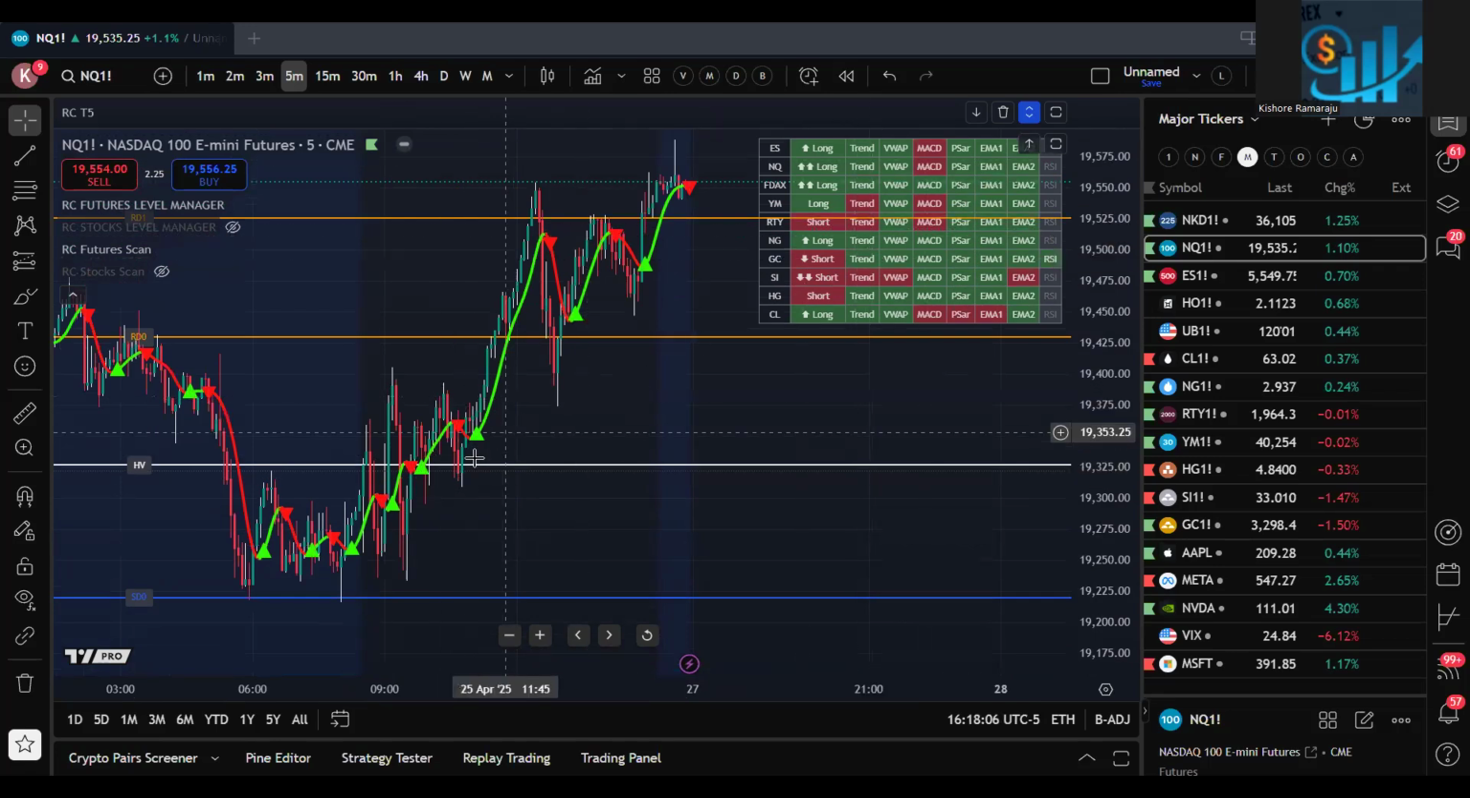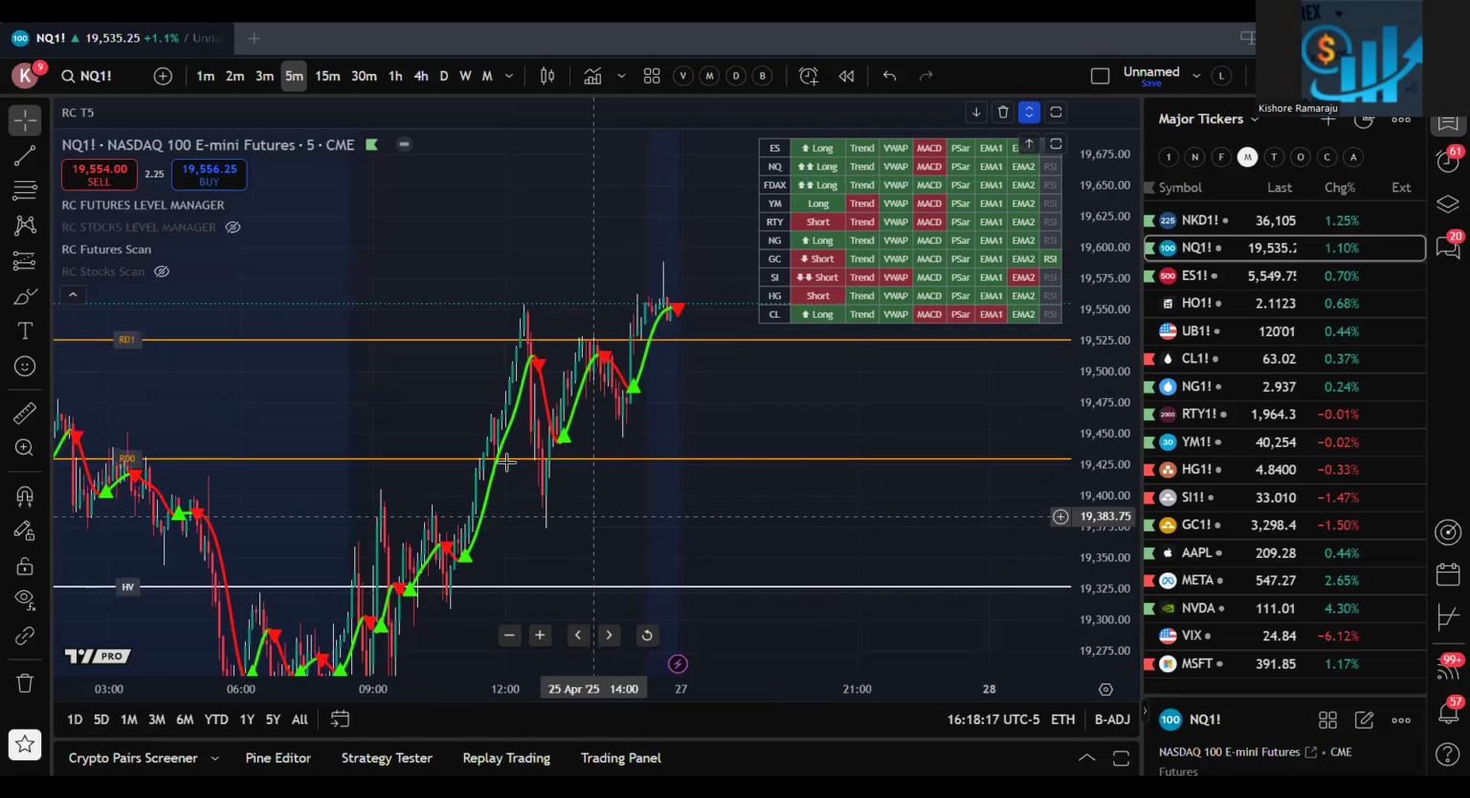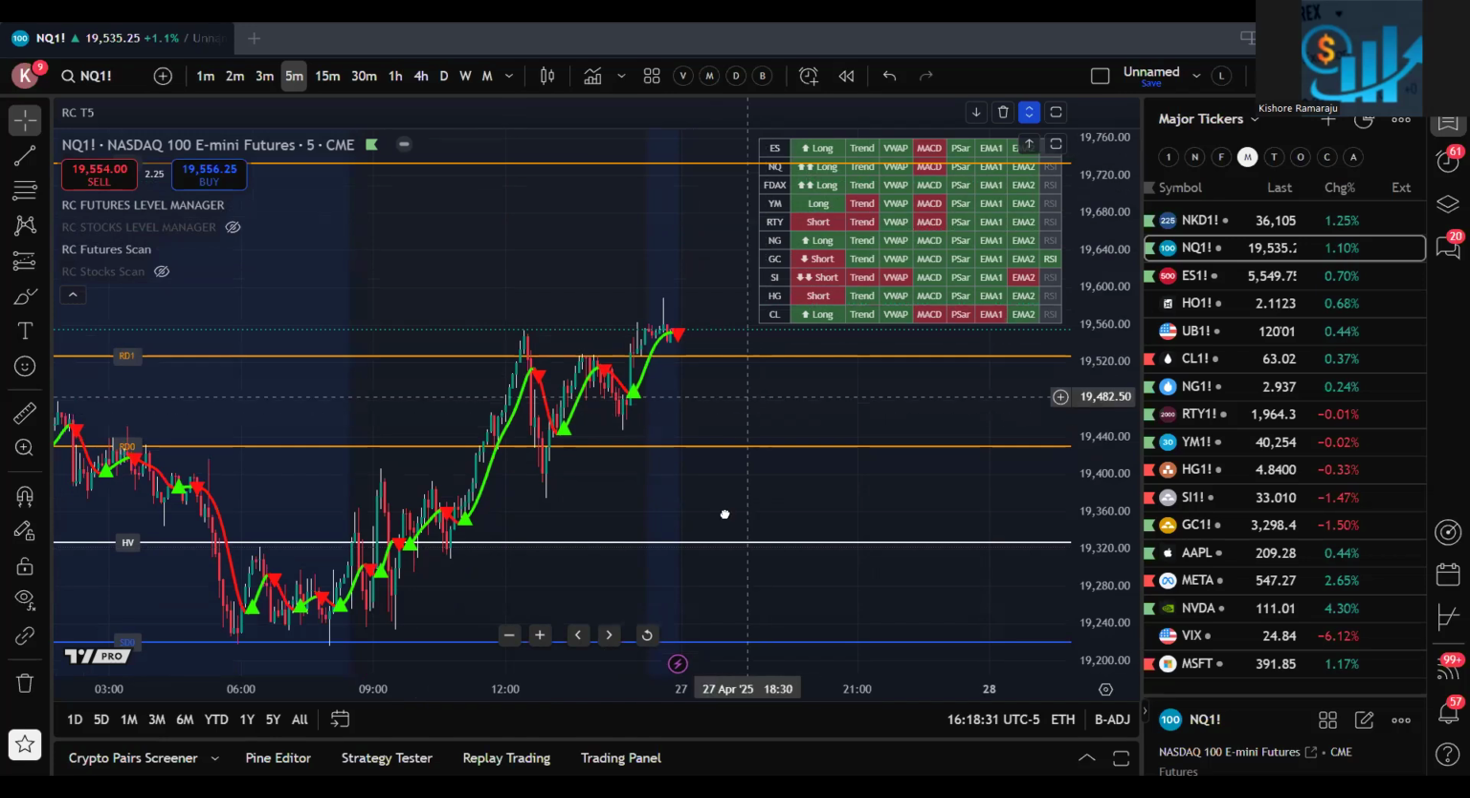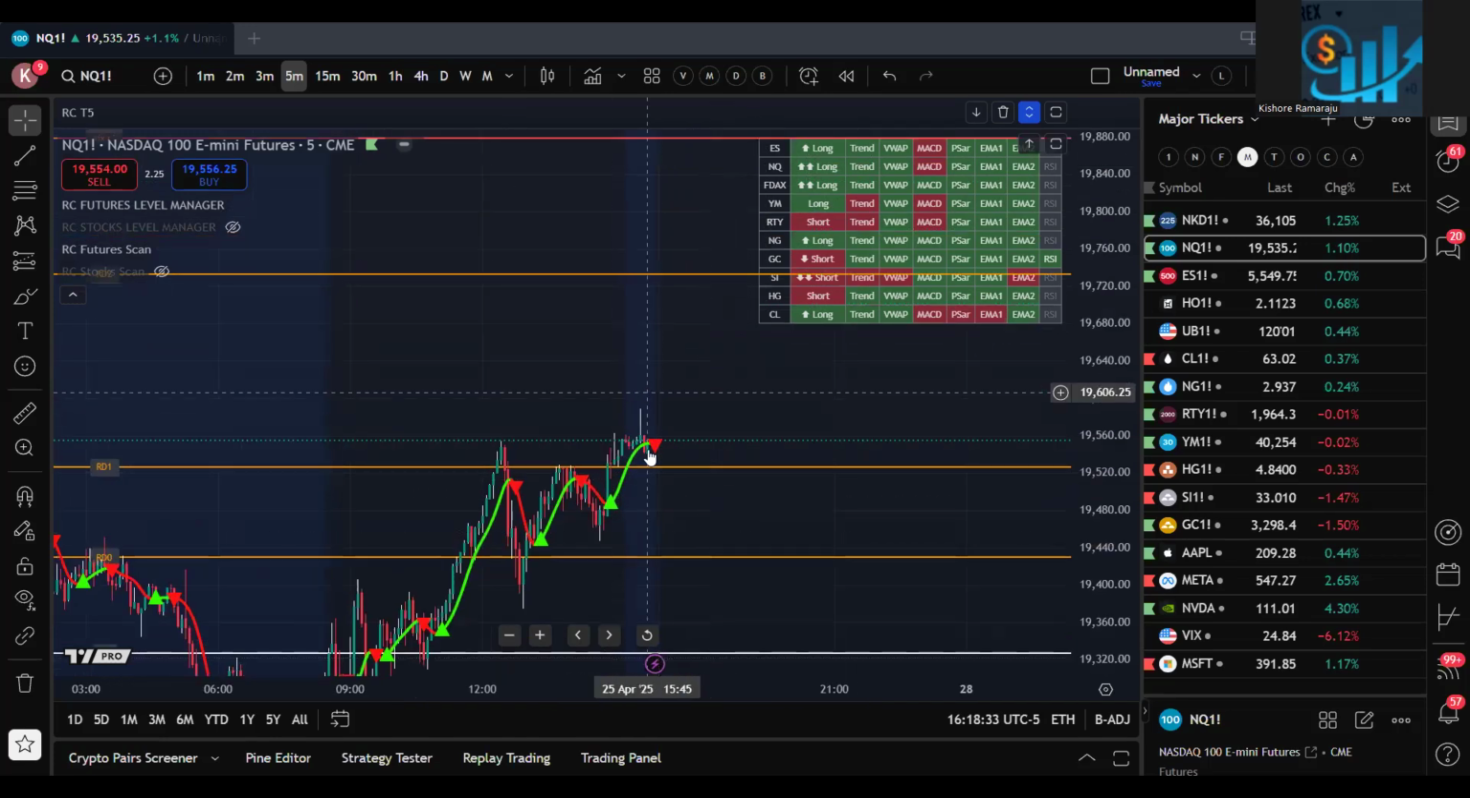If price is going in between these two, from this area to this area, then you will see it as long. For example, if price is moving from here to here, then you will see one arrow. That means it already broke one level. Now it is going from this level to this level. That is where you will see one arrow.